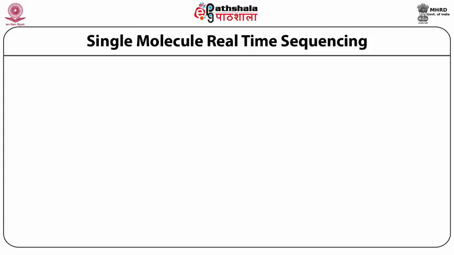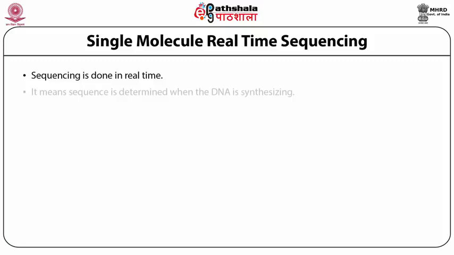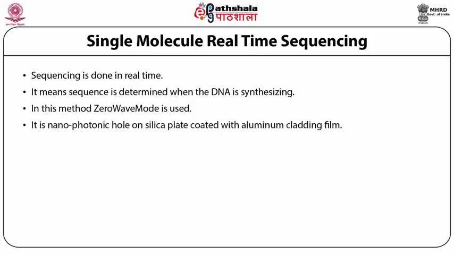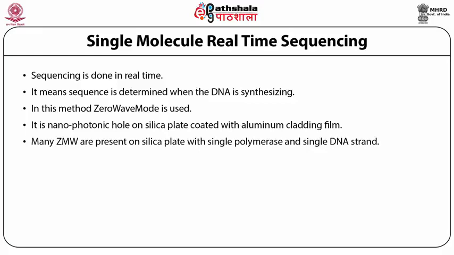development. Here, as the name indicates, sequencing is done in real time. It means the sequence is determined when DNA is synthesizing. In this method, zero mode waveguide, that is ZMW, is used. This zero mode waveguide is a nanophotonic hole on a silica plate coated with aluminum cladding film. Many ZMWs are present on the silica plate with a single polymerase and single DNA strand.